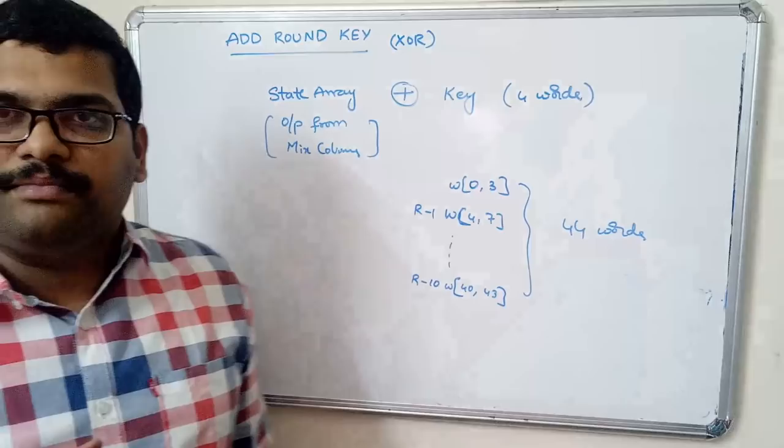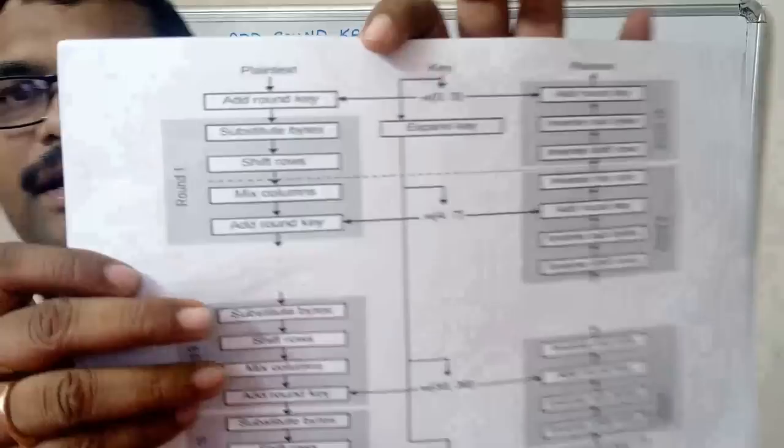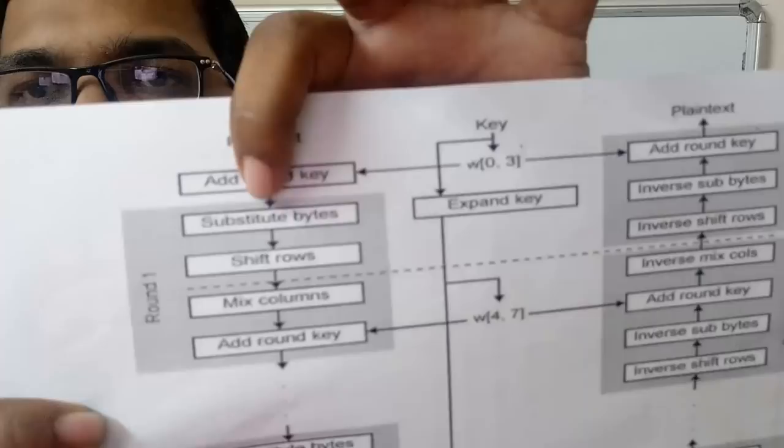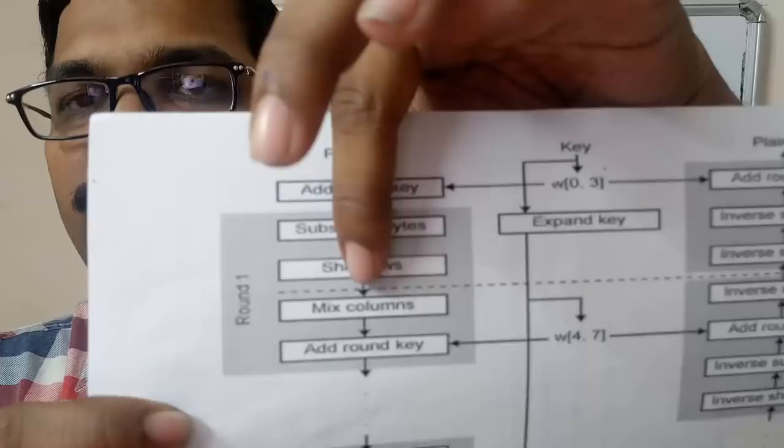So briefly I will explain once again so that you will not get confused. First, take the plain text of 128 bits, apply the add round key where we will apply the 4 words, and then the output from this will be given as input to the substitution bytes, which is called S-box. The output from this S-box is given to shift rows, the output from shift rows is given to mix columns, and the output from mix columns is given to add round key.